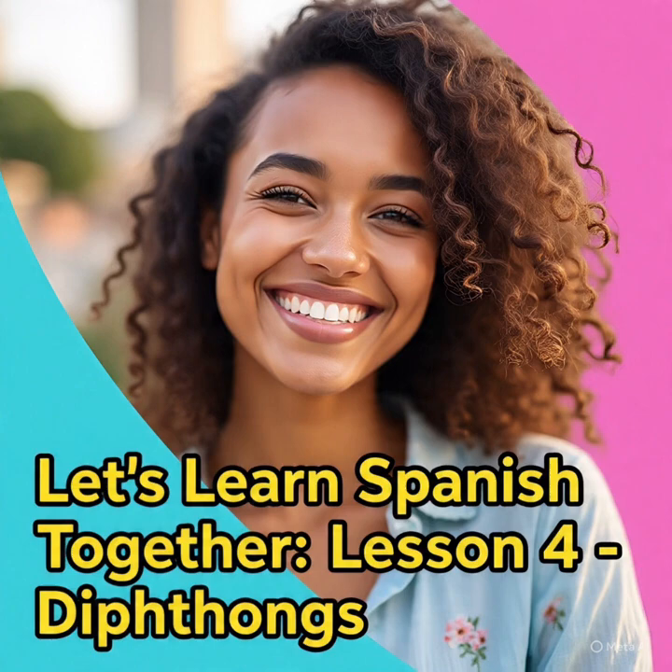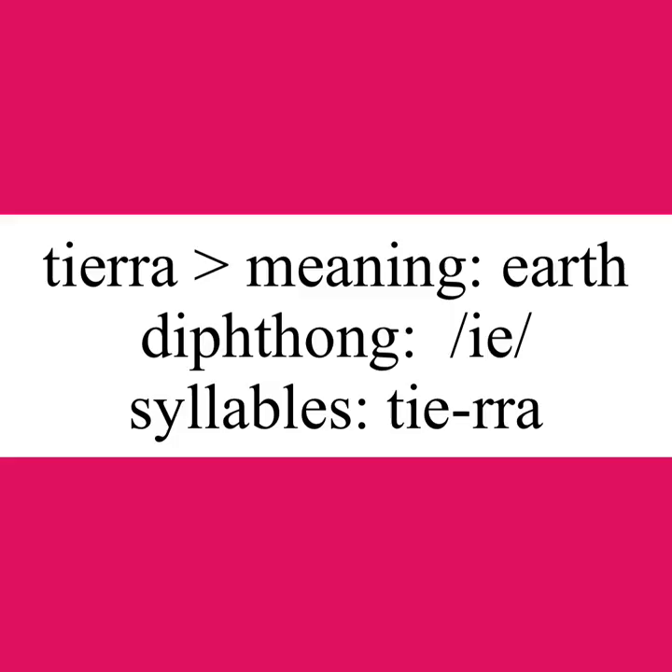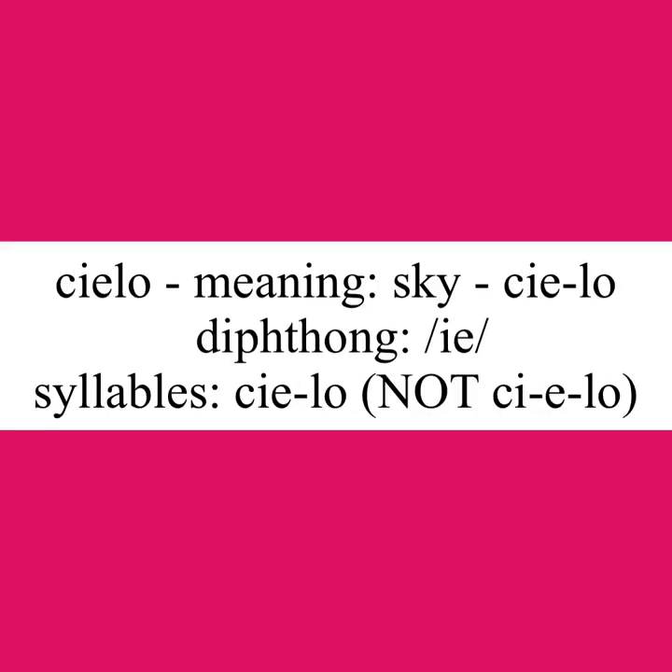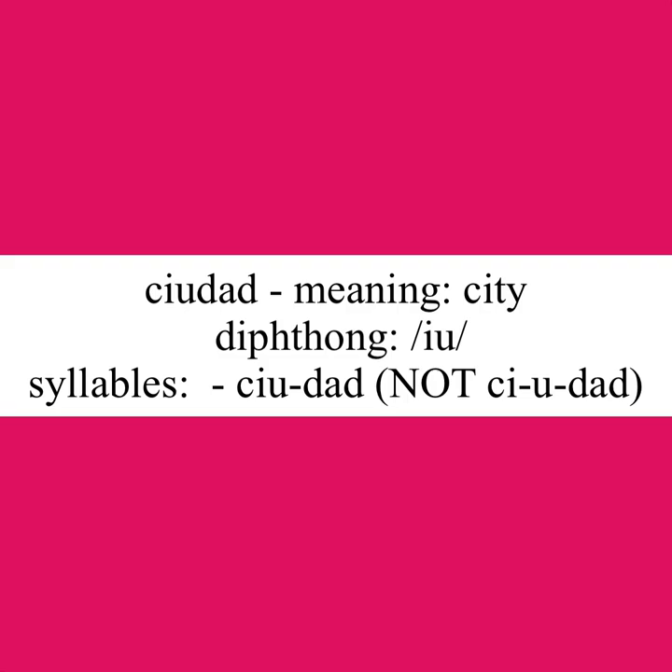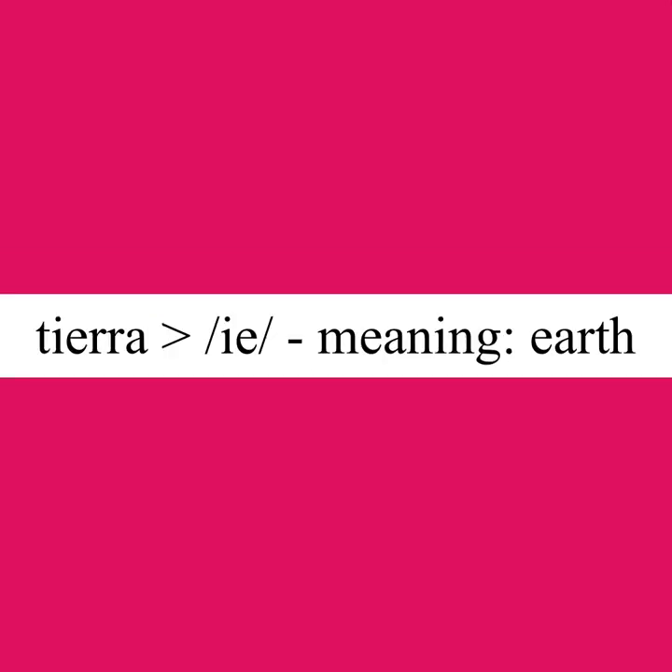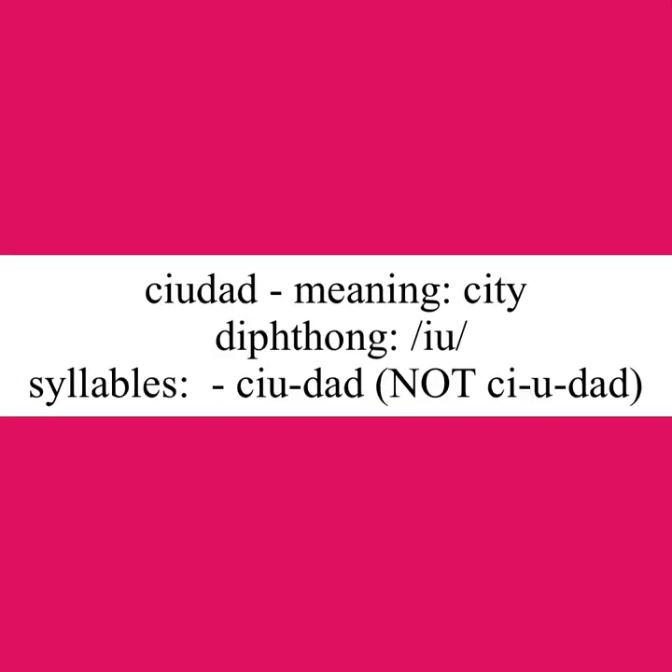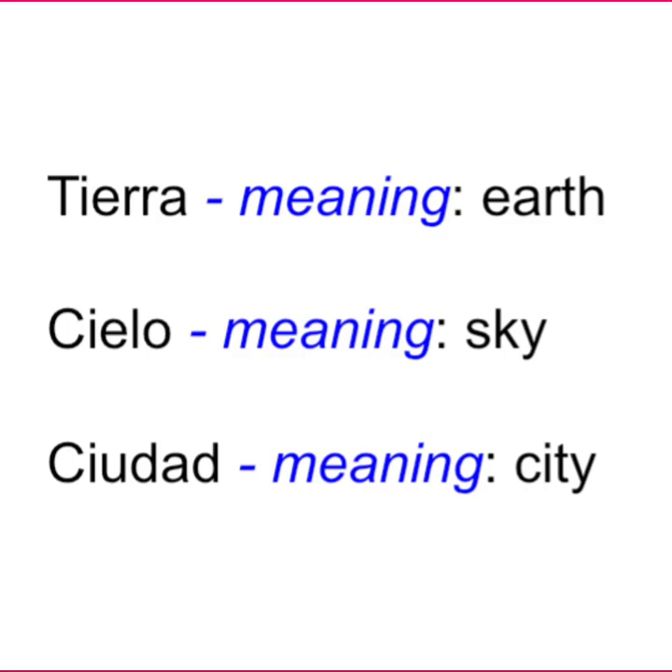In Spanish, a diphthong sound is made when 2 vowels are joined in the same syllable. The sound slides smoothly, like a dance between the vowels. Here are a few examples. Tierra, cielo, ciudad.